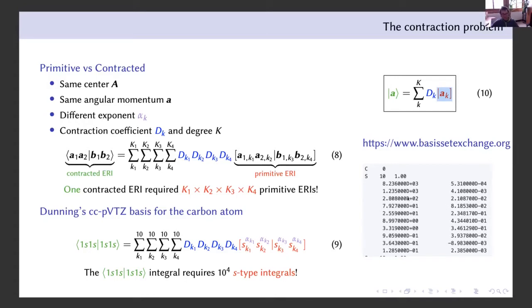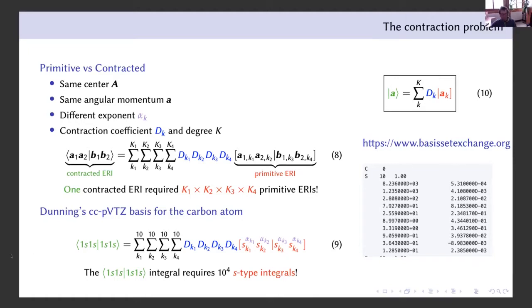So if I take the cc-pVTZ basis set for the carbon atom, which is given here, for example, you model the first S function by 10 Gaussian functions. Here, the first column is the exponents, and here are the contraction coefficients. That's the format that you're going to use to do your calculations. That's the format of your basis set.